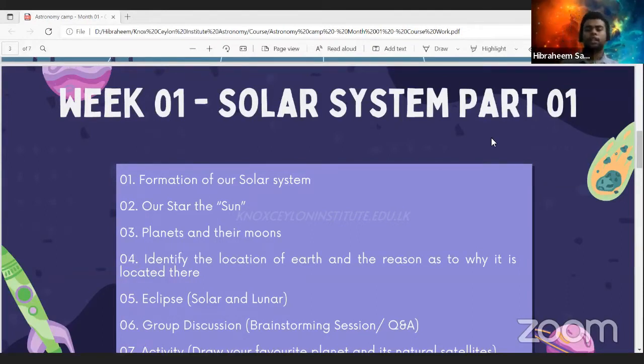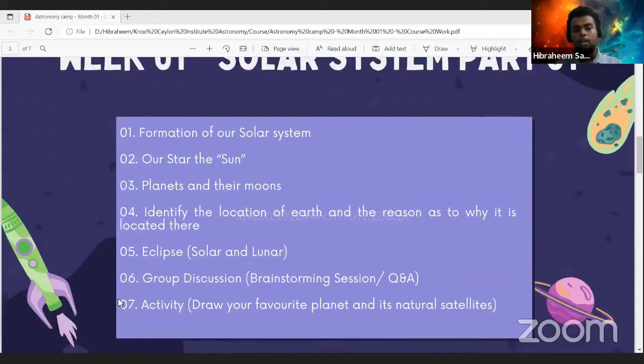In the trial class, I think I told you that the first class of our astronomy camp will be based on the solar system. So we'll be learning everything related to the solar system today, in this week. Anything related to the solar system will be covered today, and you can ask questions. Like I said, the last session is a group discussion where we talk with each other.